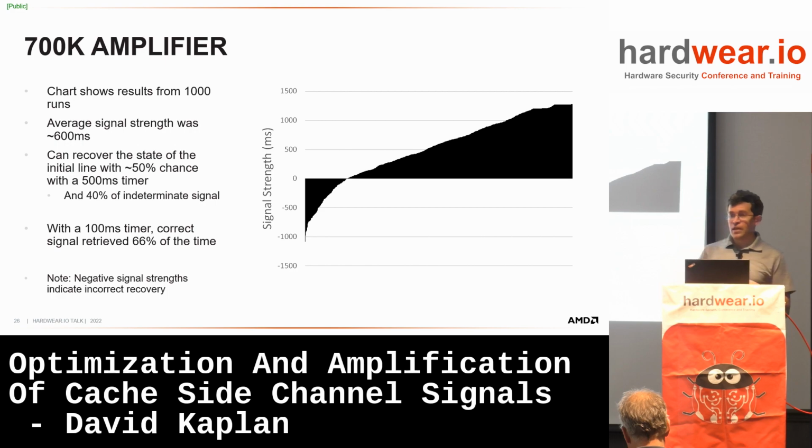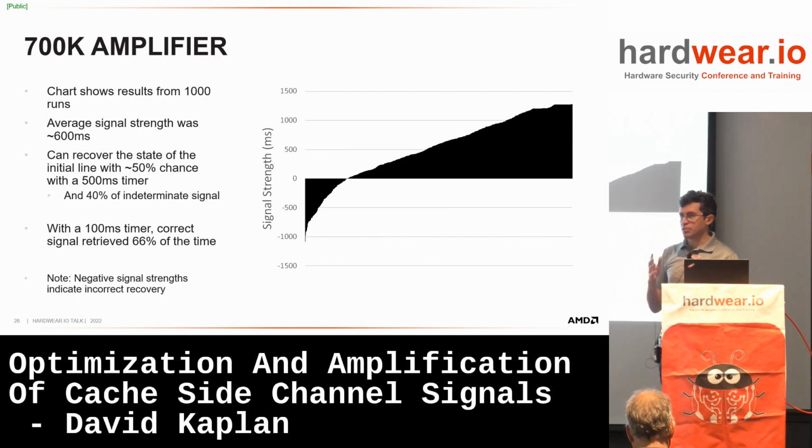If we do 700,000 and run it 1,000 times, these are the results that I saw. What I'm showing here is signal strength, again the difference between the timing when the cache line was present versus not present. In some cases, it's over a second. So this code ran for a second of wall clock time difference based on that one initial cache line. Even if you have a pretty bad timer, you can still figure out what the state of that cache line was. With a 500 millisecond timer, you get it right about 50% of the time, and you get it wrong about 10% of the time.